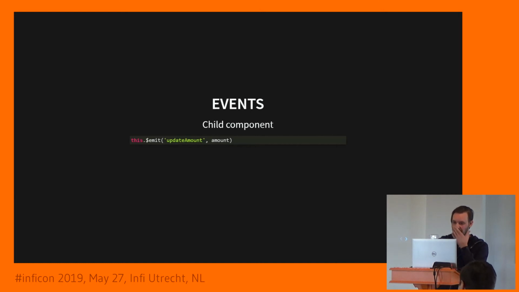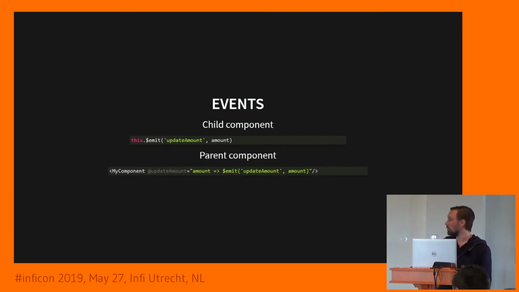So I want to quickly talk about events. Events are super easy to emit in VueJS. In any component, anywhere, you can simply say this.$emit, and it will emit to only the parent. If you want to emit to a grandparent, then you would have to re-emit. So this is what it would look like in the template of the parent, right? You listen to an update amount event, and then you re-emit to the grandparent.